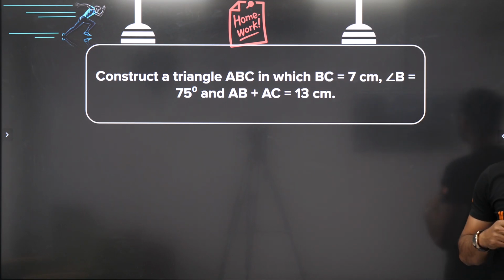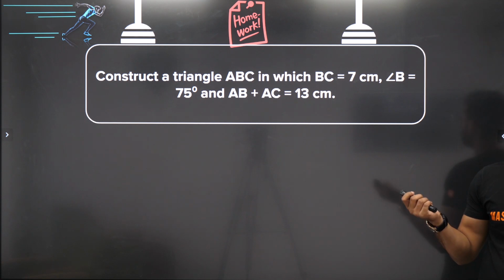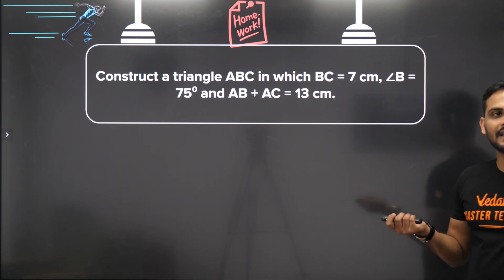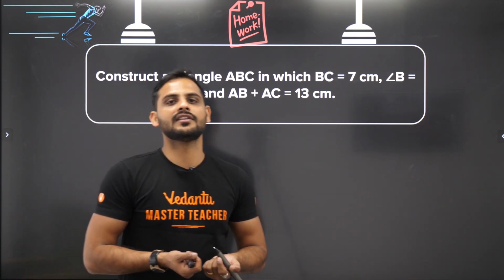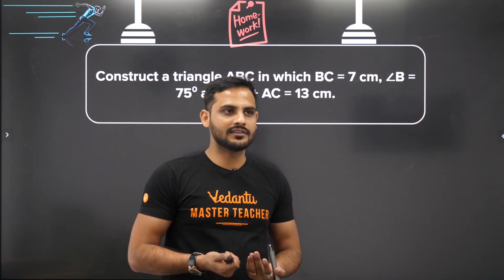Construct a triangle ABC in which BC is 7 cm, angle B is 75 degrees, and AB plus AC is 13 cm. So it is very easy. AB plus AC is given as 13 cm. So the sum of the two sides is given and one base angle is given. So we can easily draw this.